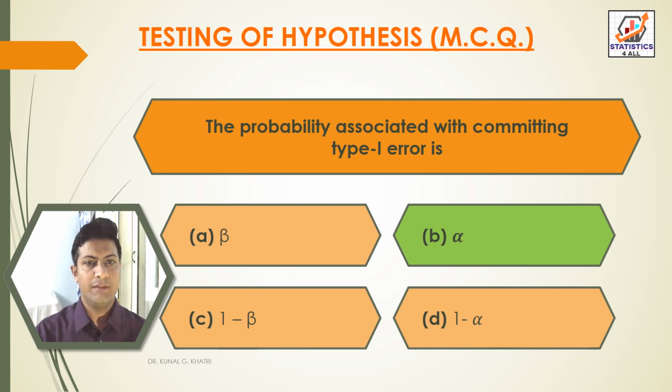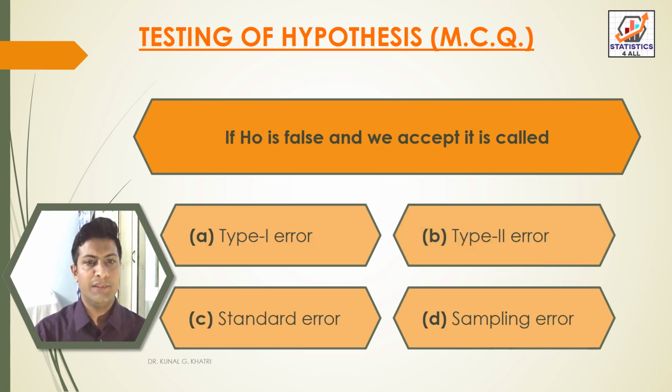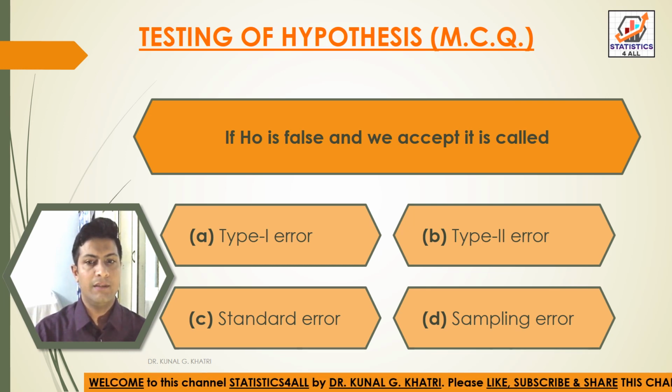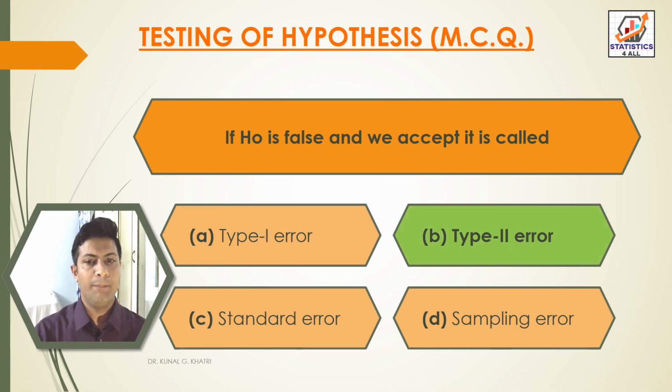Next question, if null hypothesis is false and we accept it, is called option A type 1 error, option B type 2 error, option C standard error, option D sampling error. So here we have answer option B type 2 error. If null hypothesis is false and we accept it, is called type 2 error.